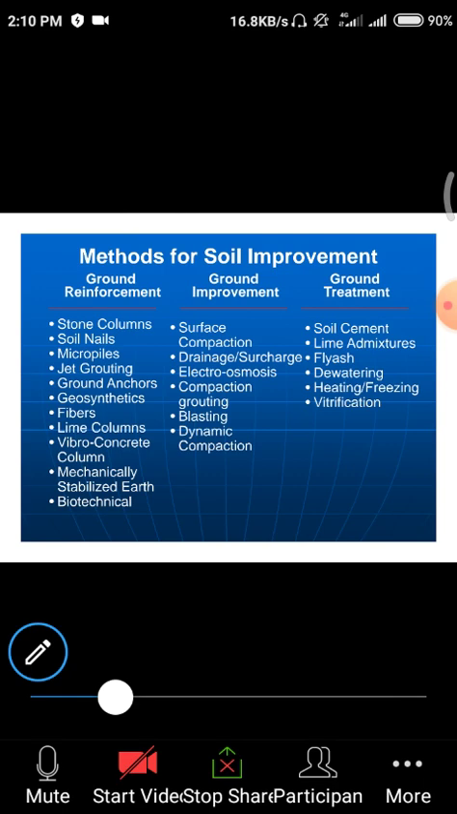The different methods we will involve in this soil improvement are these three major techniques. First of all, we have to discuss ground reinforcement. Ground and reinforcement are two words that belong to different subjects. Ground is involved in GT, that means geotechnical engineering 1 and 2; both subjects have this word ground.